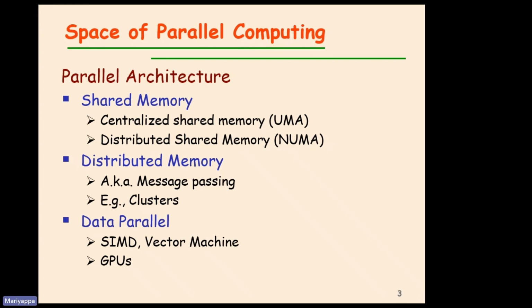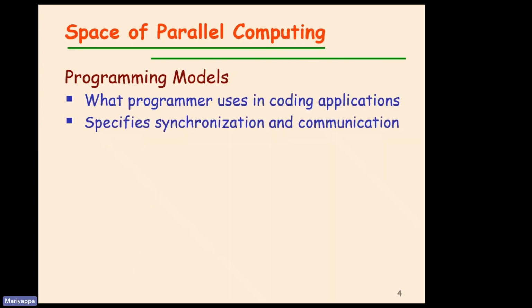We will talk about each of these architectures and what the different programming models are that could be used for them. The programming model essentially says how the programmer specifies the applications for these architectures. The programmer also has to specify the necessary synchronization and communication between these processes. How do these processes interact with each other? That also needs to be specified by the programmer. Therefore, it should be part of the programming model.